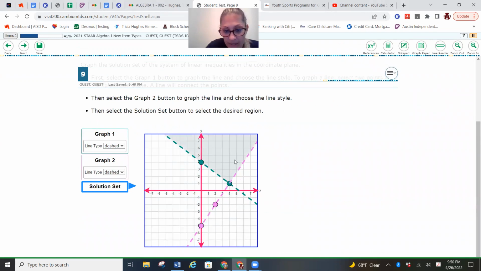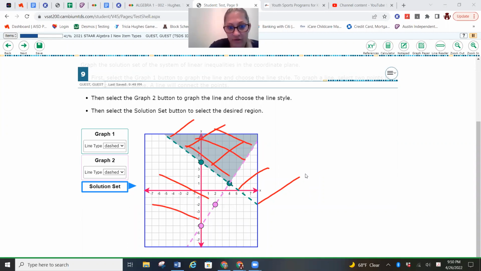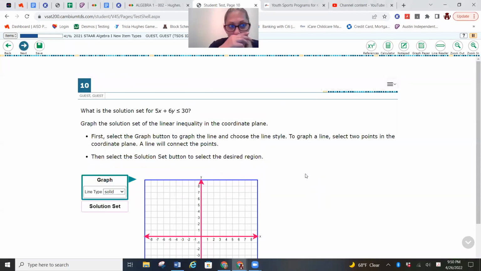Green greater, pink less would be right there. Remember, green greater means shade up. Pink less means shade to the left. So where do they double overlap? Right there. Save it, move on.